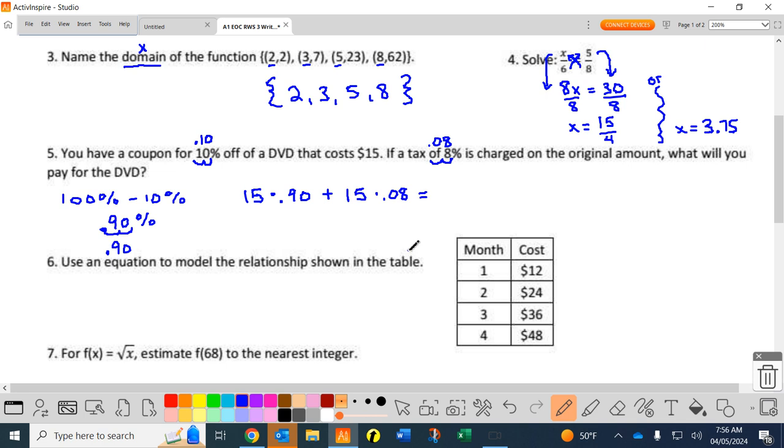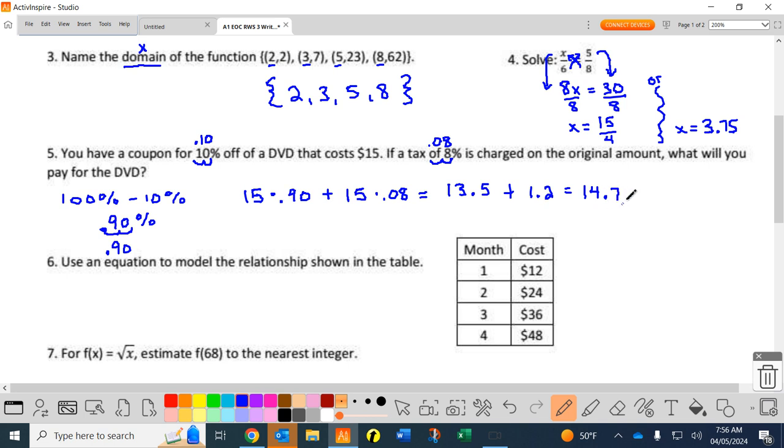When you multiply 15 times 0.90, that's going to give you 13.5. When you multiply the 15 times 0.08, that's going to give you 1.2. And when you add those two things together, that's going to give you 14.7. Now guys, listen, you can just type this thing all the way across if you want to. You don't have to do them separately. Your calculator that you're allowed to use on this EOC will let you just type the whole thing all at once and hit equals, and it'll go straight to 14.7.